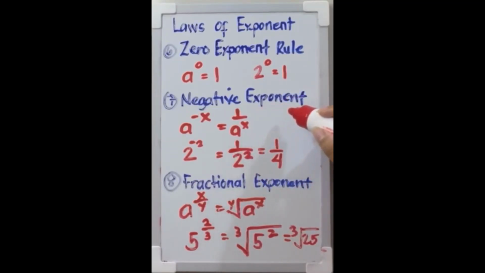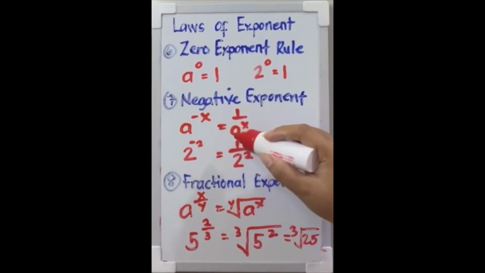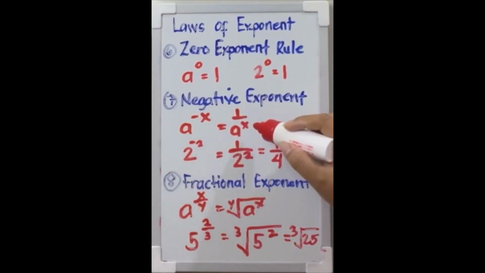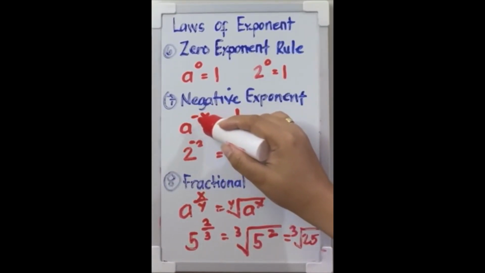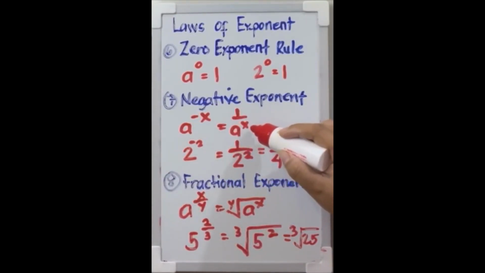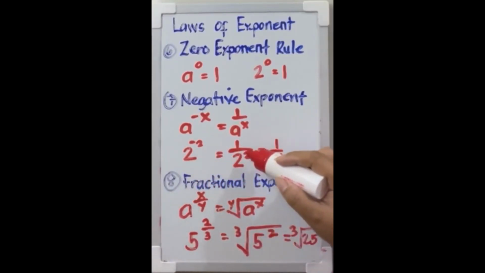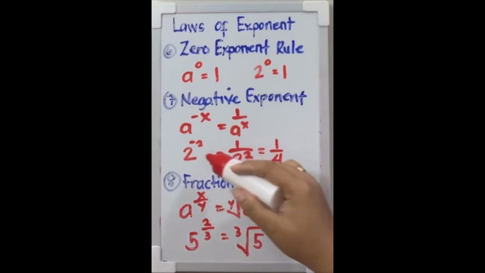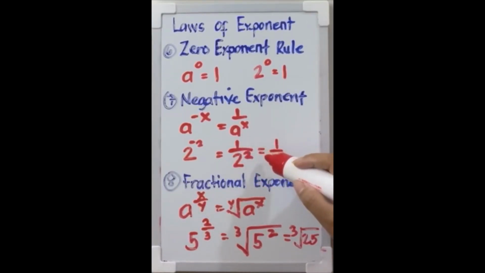Next rule is the negative exponent rule. So we have here a raised to negative x equals, let's convert that into a fraction, 1 all over a raised to x. Once you convert this into a fraction, the negative exponent becomes positive. For example, we have 2 raised to negative 2 equals 1 all over 2 raised to 2. So the negative exponent becomes positive here. So this would be equal to 1 all over 4. 4 comes from 2 squared, 2 times 2 is 4.